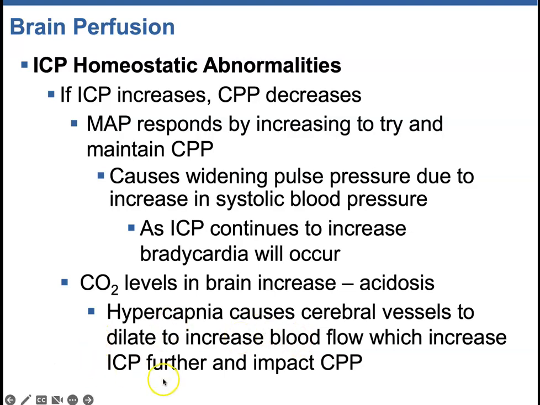And then the ICP continues to go up, and that directly continues to impact CPP, and then basically you end up squishing the brain so much that the blood flow stops and you die. So that's what we don't want to happen, and that's why these brain injuries are so critical.